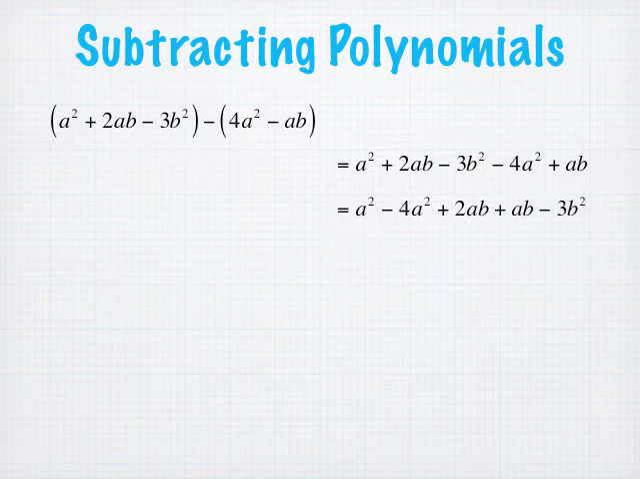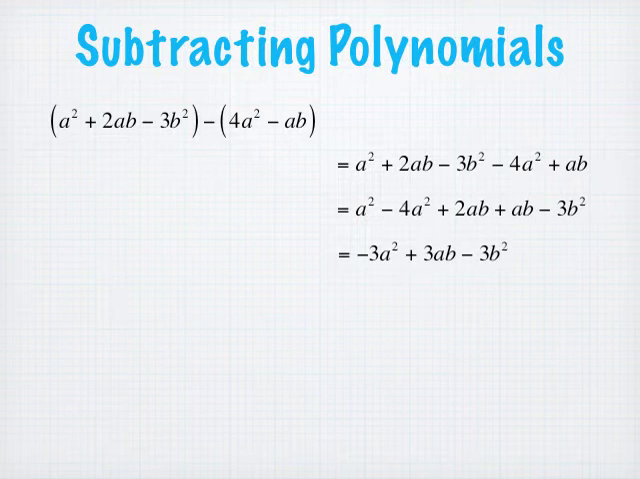My a squared minus 4a squared, that would be negative 3a squared. The 2ab plus ab, that ab is just like a 1ab, so it can be 3ab, and then my minus 3b squared on the end. Now look at that for a minute and tell me if it's in descending order.